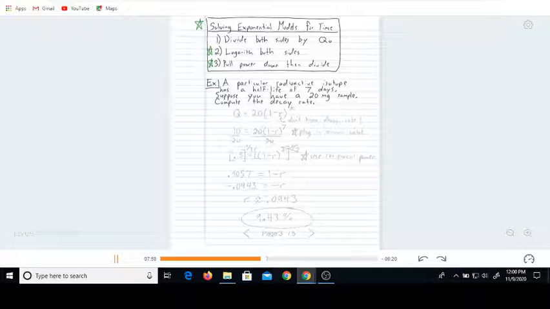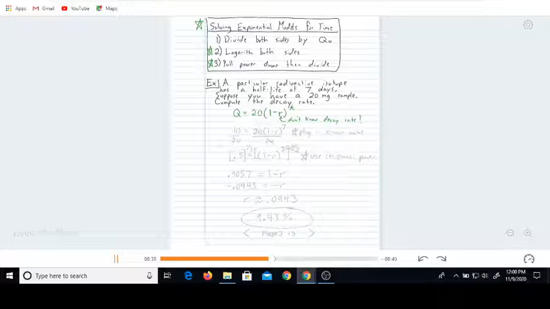Now, let's look at an example where we don't know the rate. Suppose we've got a particular radioactive isotope. It's got a half-life, and anything with a half-life is going to be exponential decay. Got a half-life of 7 days. Suppose you have a 20 milligram sample. If we go to write our equation, we know the initial quantity. We know it's subtraction because it's decaying. Problem is, we don't know the decay rate. So that's a problem.